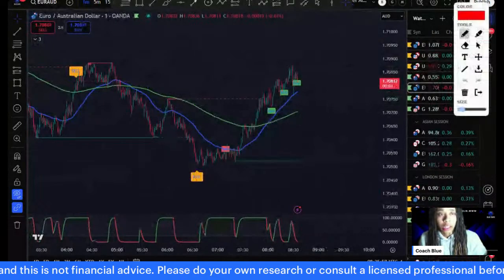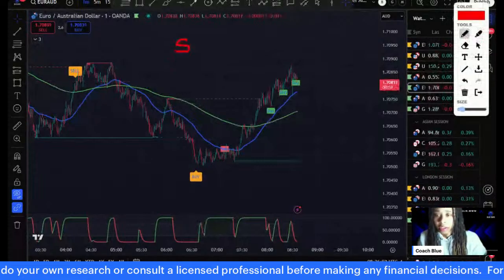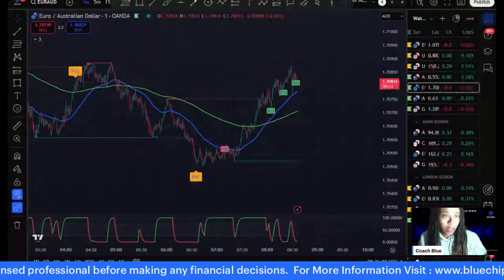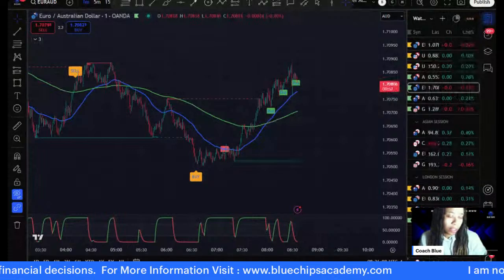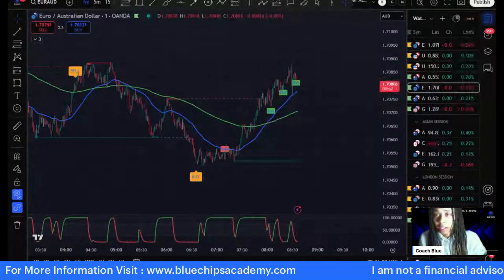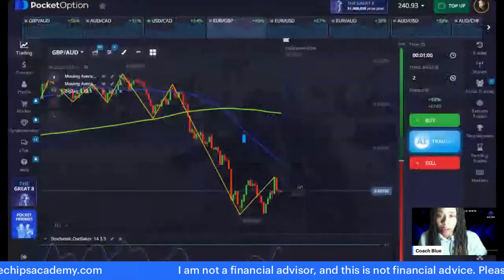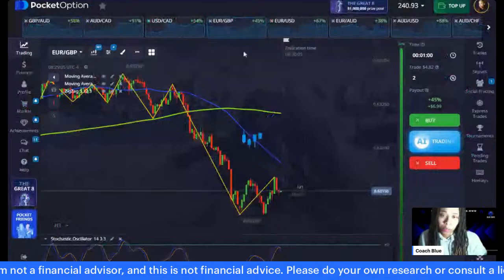So let's look at this from a perspective, right? So let's say, for instance, hold on, we're getting some alerts here. All right, so we got a GBP AUD sell. So let's go to Pocket Option. GBP AUD is at 58%, guys, so we're not looking at that. GBP is at 45%. Payouts are low, so I will not be taking those trades, okay?